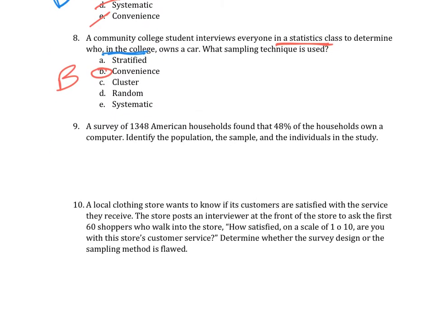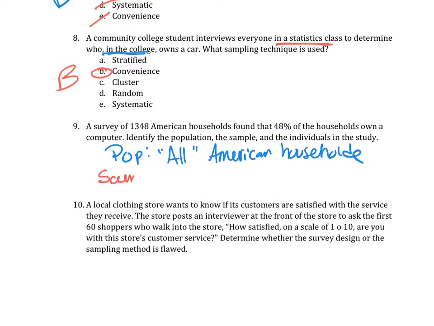A survey of 1348 American households found that 48% of the households own a computer. Identify the population, sample, and individuals. Remember, the population is the big group, the all. This would be all American households. The sample is the number of people you're actually taking for your experiment or survey. So this would be the 1,348 American households.